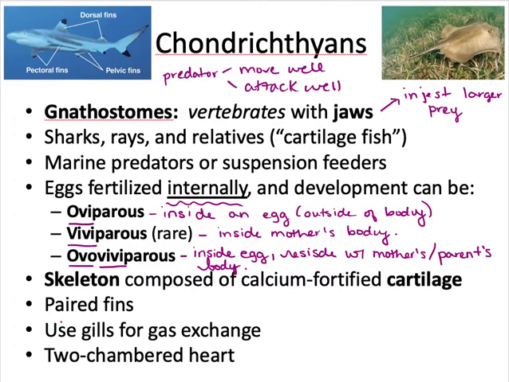Okay. We had mentioned this before, but the gnathostomes are the first group to have a mineralized skeleton. The skeleton of sharks and rays consists of calcium fortified cartilage. So it's a cartilage skeleton, so that's why we call them the cartilage fish. Chondrichthyans have paired fins. They use gills for gas exchange, respiratory system, and they have a two-chambered heart, one chamber that receives the blood, one chamber that pumps the blood. So just one atrium and one ventricle.